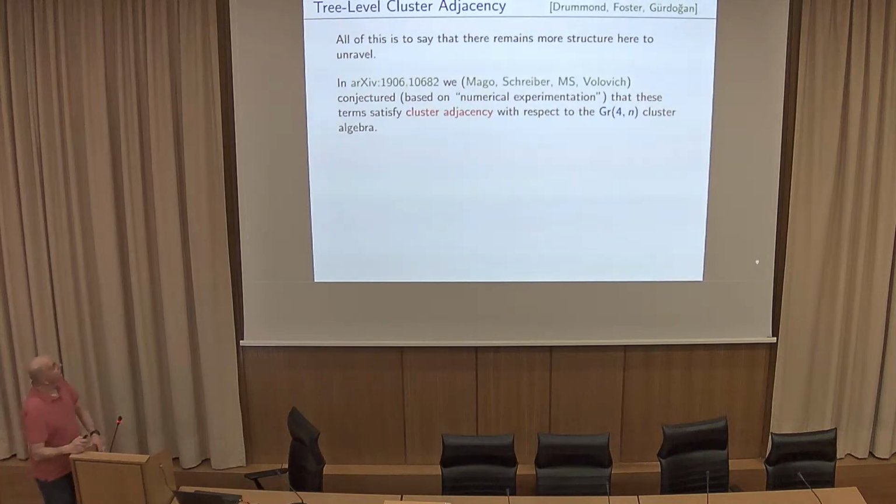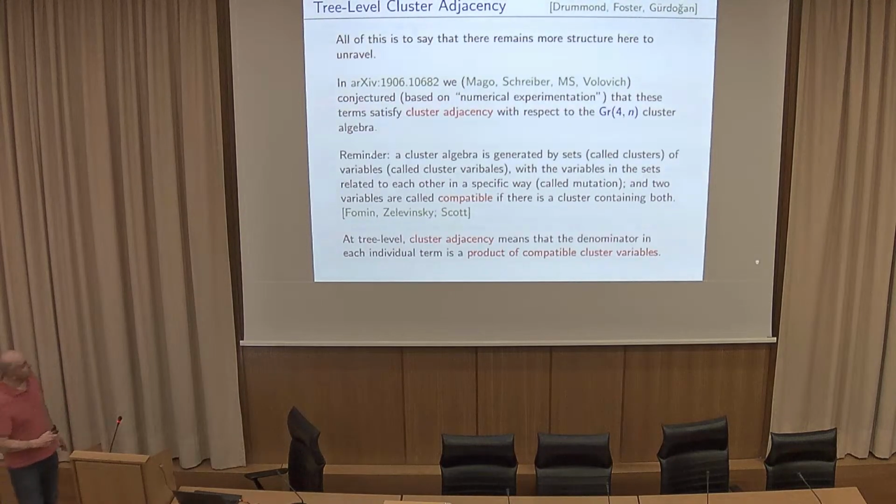Yeah. So in a paper some time ago, we and some collaborators conjectured, based on some numerical experimentation, that the individual rational functions in these BCFW terms satisfy a notion of cluster adjacency. You already heard about this a little bit in Anastasia's talk, but because I'm talking about tree-level amplitudes, not polylogarithms, it's even simpler what I mean here. So I just remind you that a cluster algebra is generated by sets of variables that are related to each other in a specific way called mutation, these arrows.